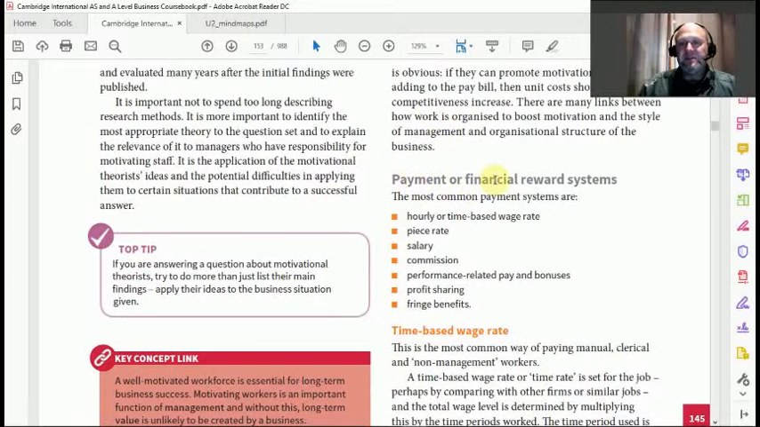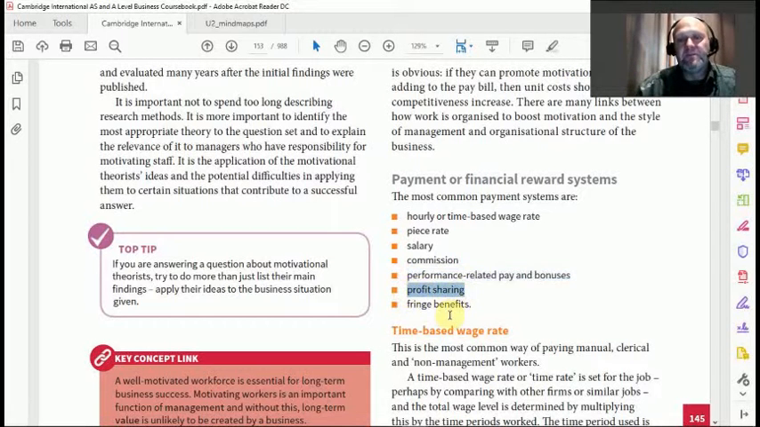So basically, payment or financial rewards are built on hourly or time-based wage rates, piece rates, a monthly or weekly salary, commission, as is the case for most salespeople, and performance-related pay and bonuses, for completing the tasks on time. For example, if you're building a ship, you want to make sure that all those parts of the ship are on time, that something doesn't cause the other part to be delayed.